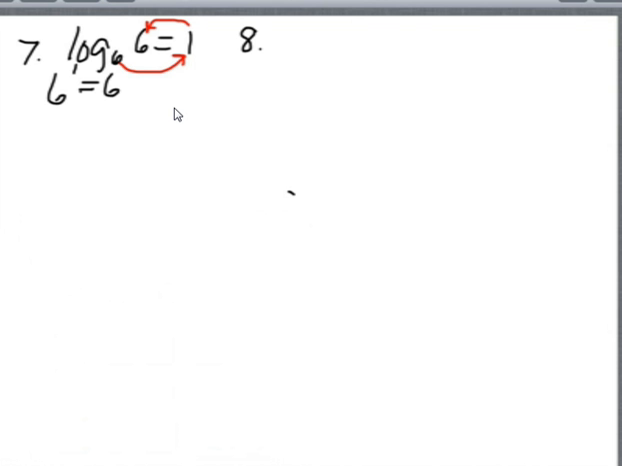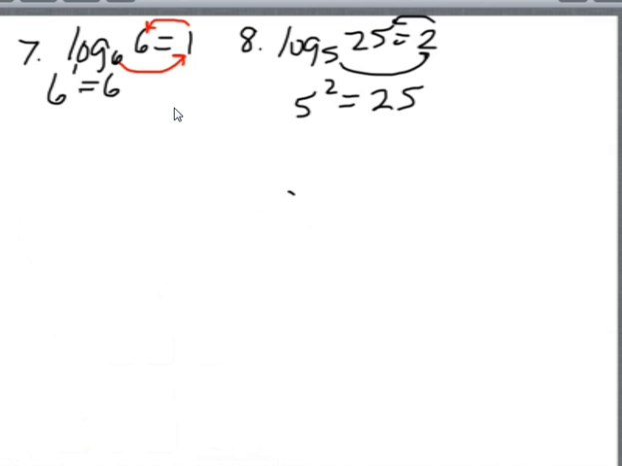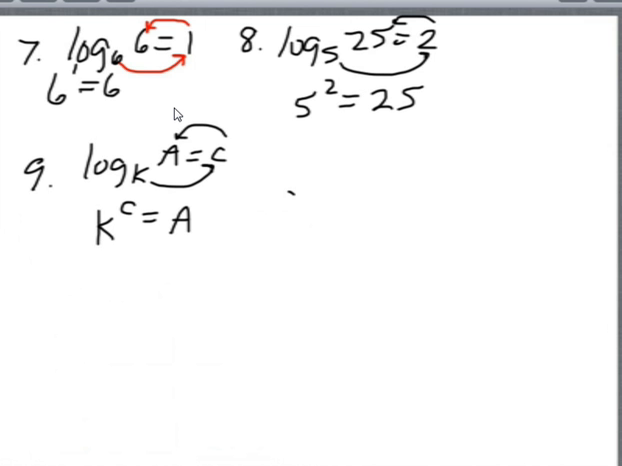Number 8, log base 5 of 25 equals 2. 5 squared equals 25. Number 9, log base k of a equals c. K to the c equals a. Okay, now you do numbers 10 through 12. Pause your video and then check your answer.